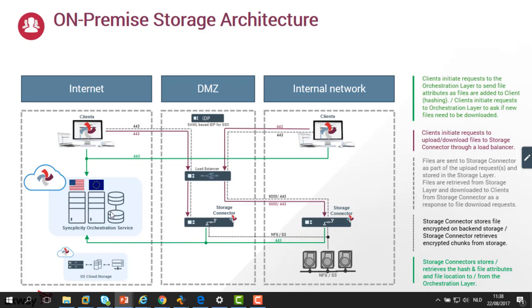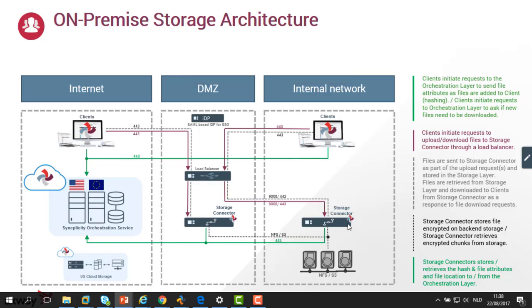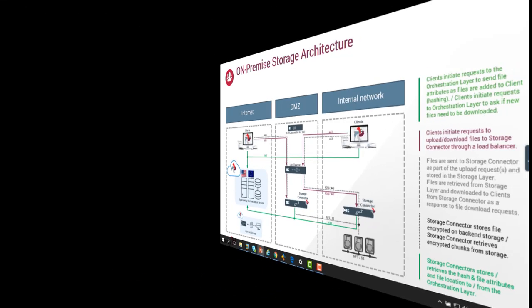That means two things. There is no intelligence here. Our storage connectors are completely stateless. There is no database or anything installed here that stores your encryption keys. They're only maintained in the orchestration service. It also means that if something happens with these storage connectors, you just download a new appliance from a website and deploy it in your backend. And also from a security point of view, there is no additional protection needed. You can safely store this storage connector in the DMZ or wherever you want. There's no preference from our side.